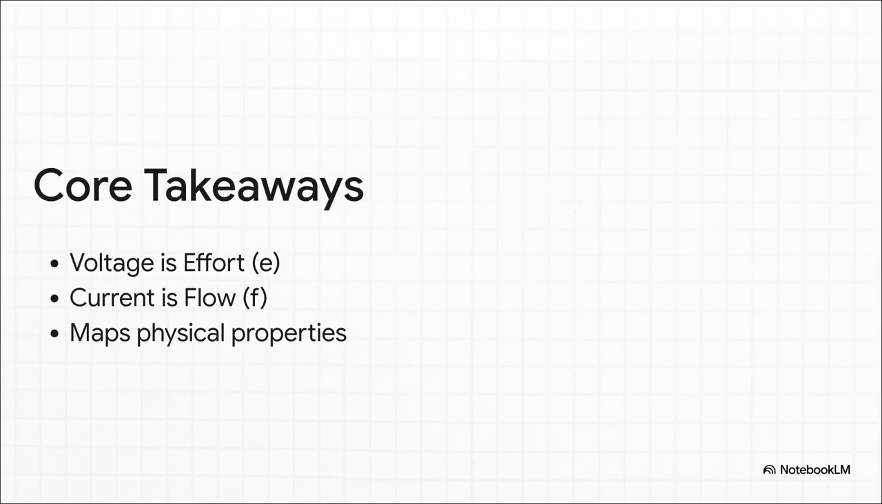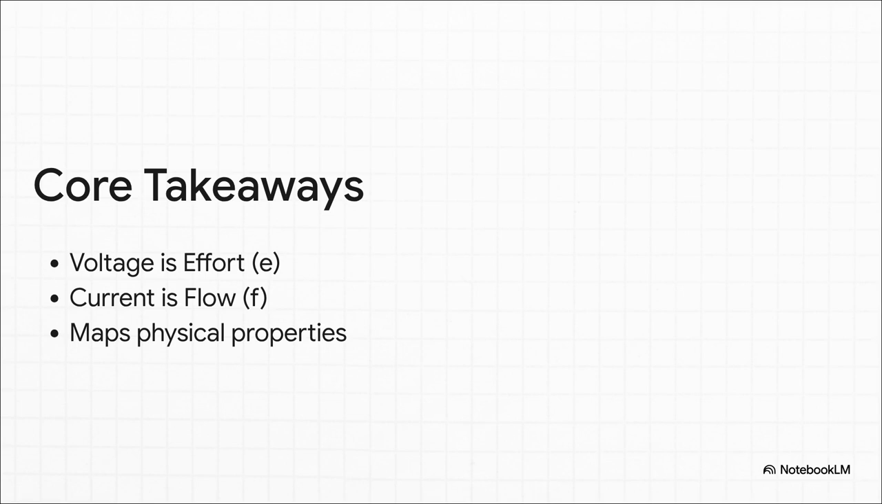Okay, let's distill Commander Energy's entire microscopic adventure down to these core takeaways for maximum retention. First up, remember the battery pressure. Voltage is the effort variable, represented by E. Second, remember the stream of electrons. Current is the flow variable, represented by F. And finally, the overarching purpose here. Bond graphs exist to elegantly map these complex physical properties into a clean, standard graphical language.